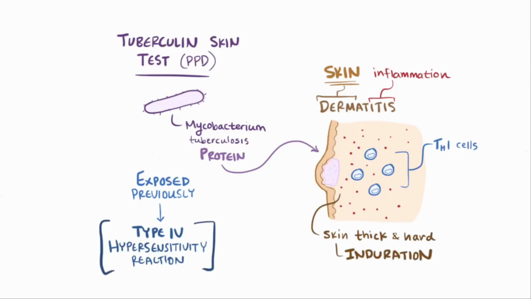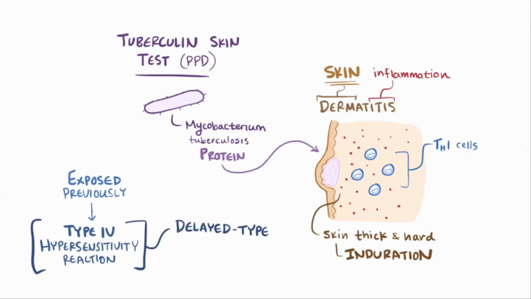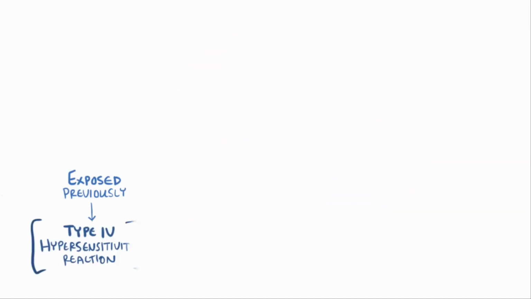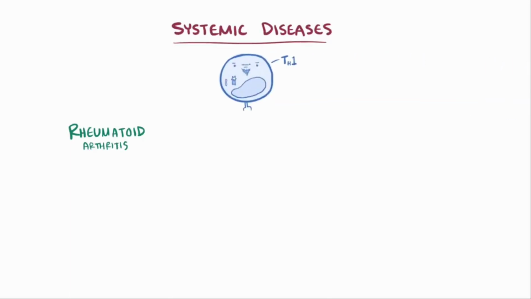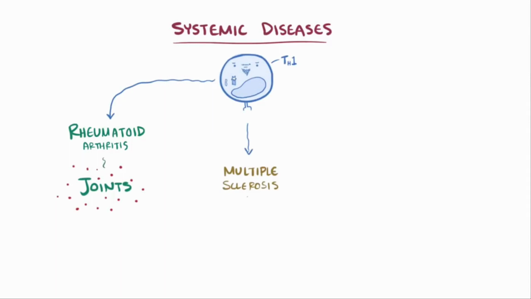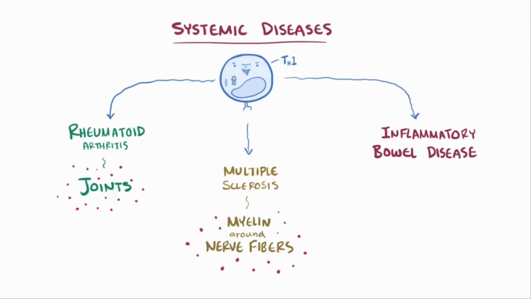A type 4 hypersensitivity is also sometimes referred to as a delayed type hypersensitivity, since it usually takes about 48 to 72 hours to recruit Th1 cells to the site of exposure. So these skin reactions usually appear over that time window. Apart from skin-related reactions though, type 4 hypersensitivity is also involved in several systemic diseases like rheumatoid arthritis, where Th1 cells cause inflammation in the joints, multiple sclerosis, where Th1 cells damage myelin around nerve fibers, and inflammatory bowel disease, where Th1 cells cause inflammation in the lining of the intestine.